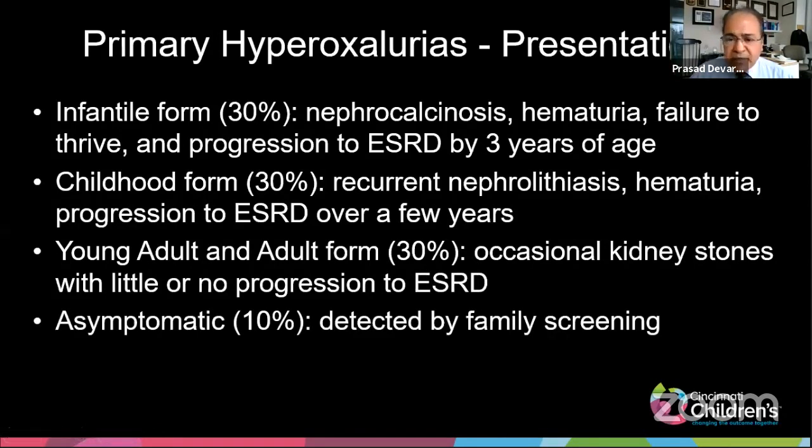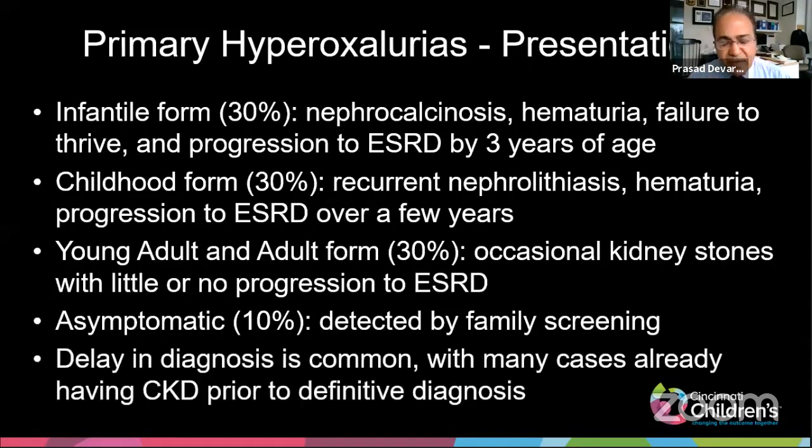And then nowadays, we are detecting more and more by family screening. So when we see a child with PH1 by genetic testing, we will screen both parents and we will screen the other siblings to look for PH1. But like I said, most commonly, delay in diagnosis is our biggest problem. Many cases already have CKD prior to the definitive diagnosis.